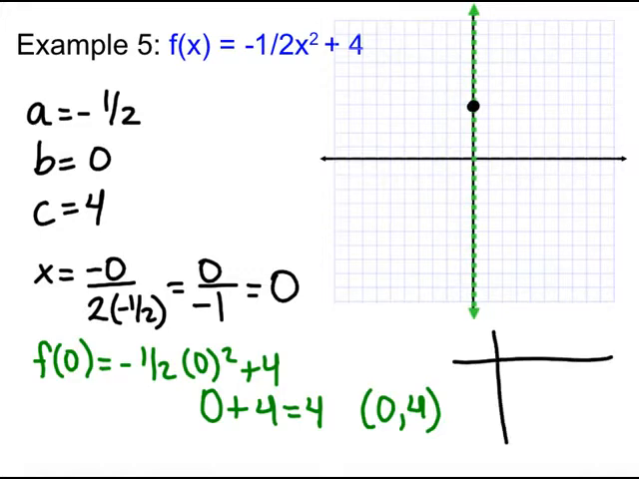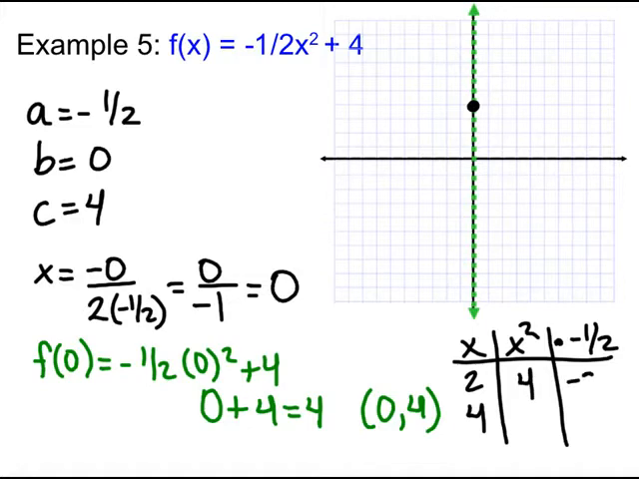I create my table, and I multiply by my a value. Now we've talked about this sometimes with fractions. Sometimes it's helpful to pick multiples of the denominators. So I'm going to pick 2 and 4 this time. 2 squared is 4, and half of 4 is 2, but it's going to be a negative 2. 4 squared is 16. Half of 16 is 8, but it's a negative 8.